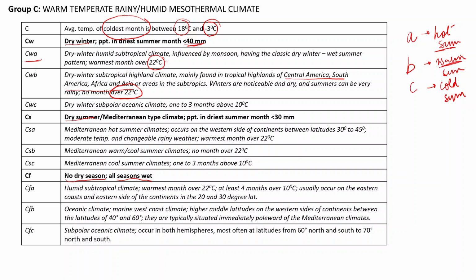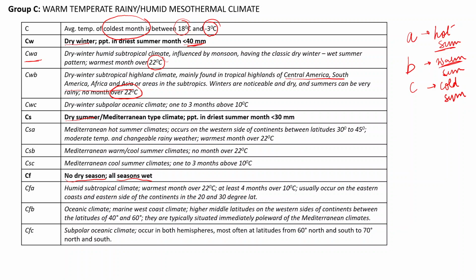And CWC, so winters are dry, but here the summers are cooler, cold. So they have a subpolar oceanic climate, and only 1 to 3 months have a temperature of more than 10 degrees Celsius. Otherwise, normally in CWC type of climate, the temperature remains below 10 degrees Celsius. The next is CS, where the summers are dry. So it is a Mediterranean type of climate.